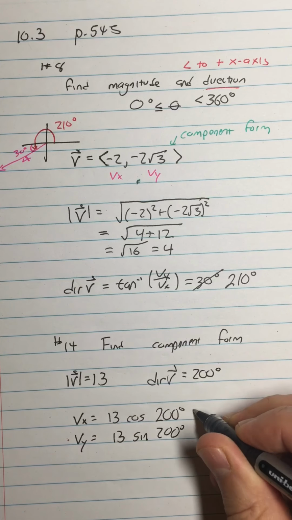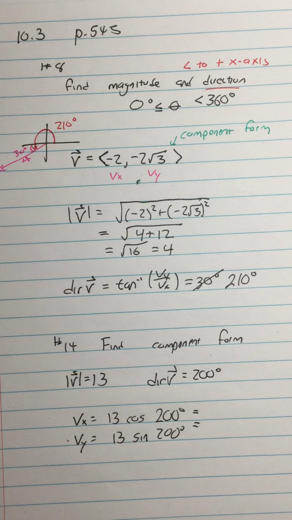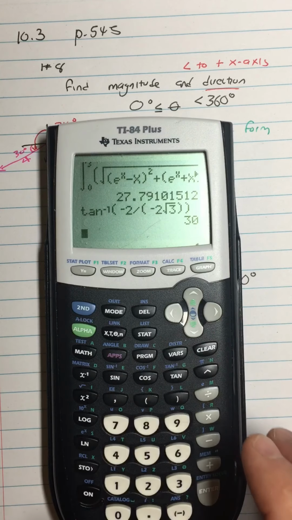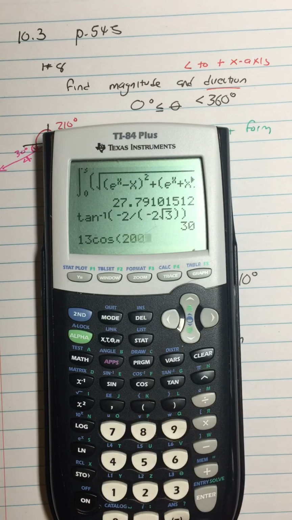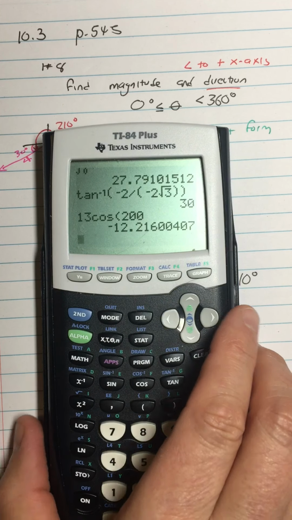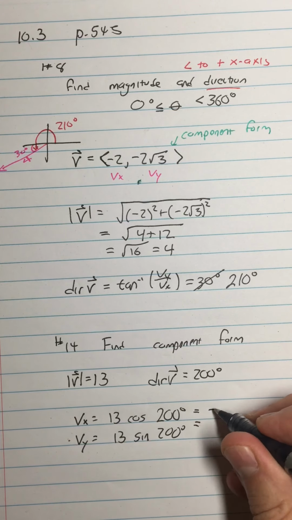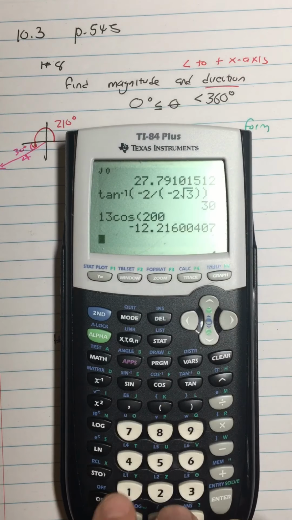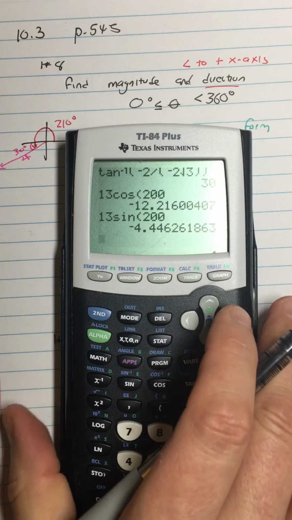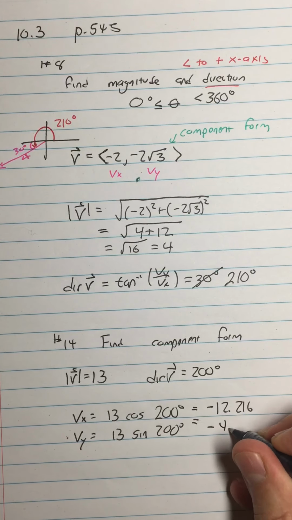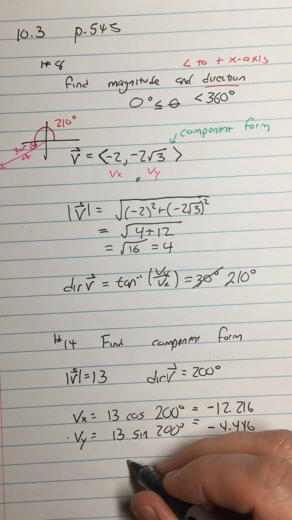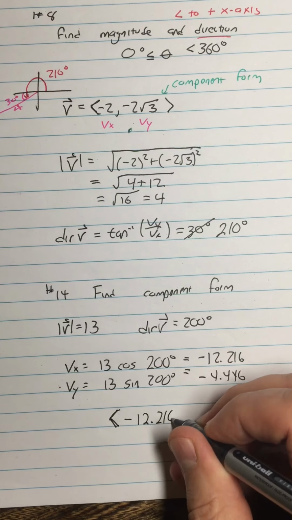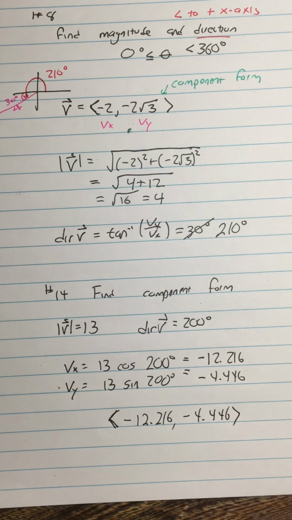Just a reminder, vector work likes degrees and every other mathematical process likes radians, so be aware of what your calculator is set in. Let me check, yes, it's in degrees. So 13 cosine 200 is negative 12.216. And then 13 sine 200 is negative 4.446. So your component form of the vector is written with angular brackets: negative 12.216, comma, negative 4.446, and that's your component form.